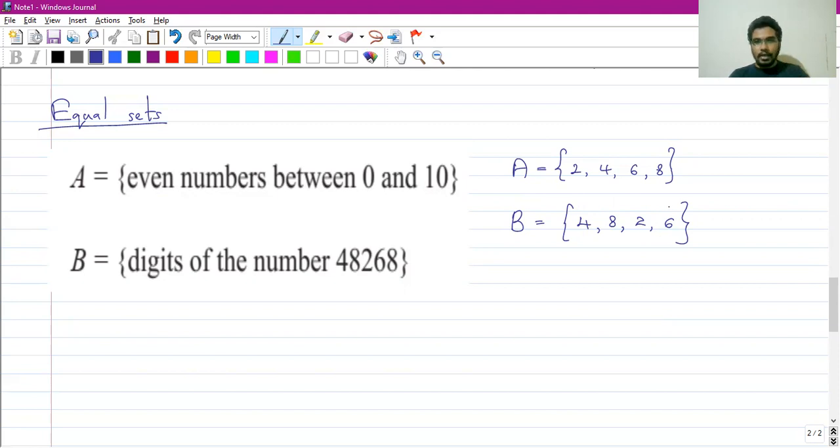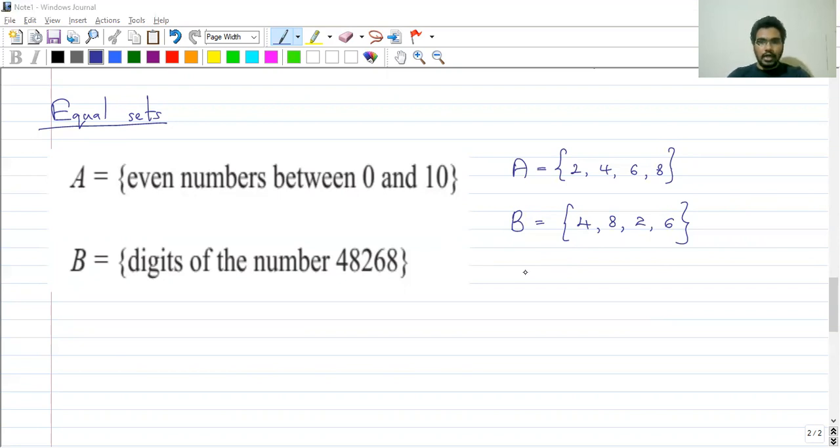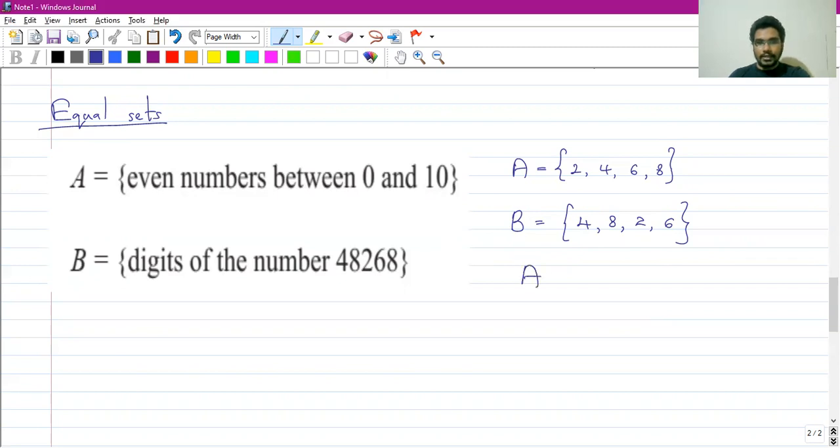So the elements are the same, 2, 4, 6, 8 for both of these sets. So we can say A and B are equal sets, or you can write A is equal to B. A set is equal to B set. So this is how we denote it. So we can say A and B are equal sets. So I think you can understand it. So if you need to write anything, you can pause the video and you can note down anything.